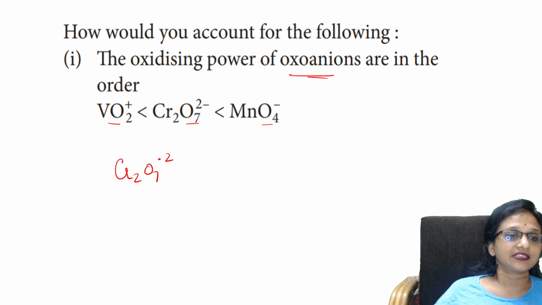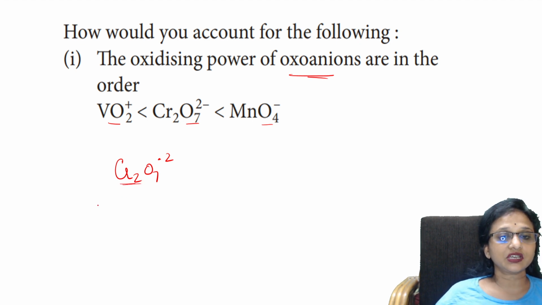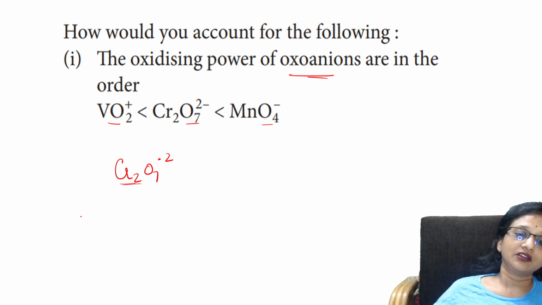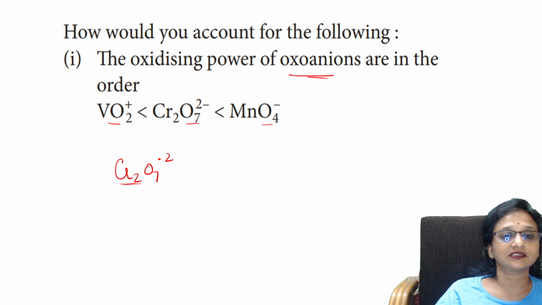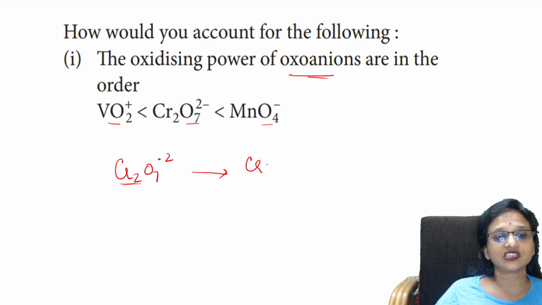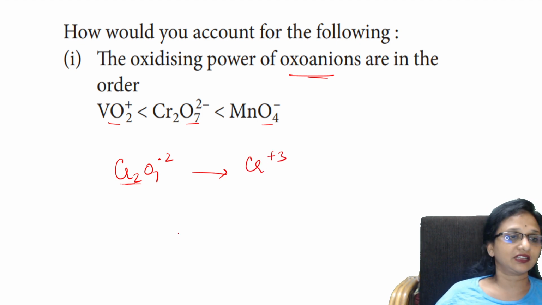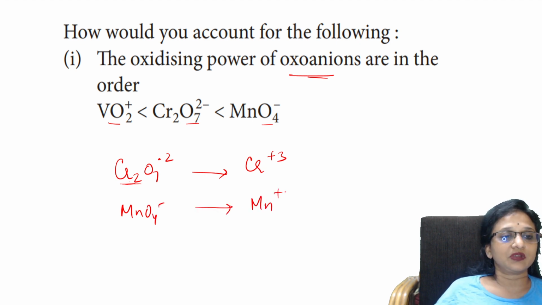So, here what is the oxidation state? 7 oxygens, 2 each, is 14, and that minus 2 extra. Oxygen 7 times 2 is 14, plus 2 extra. Then based on this oxidation state, where is it going to? It is getting converted to Cr 3+. Done. Now, if I take MnO4 minus, the stable oxidation state it goes to is Mn 2+.